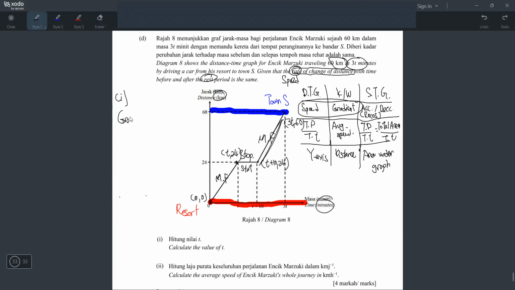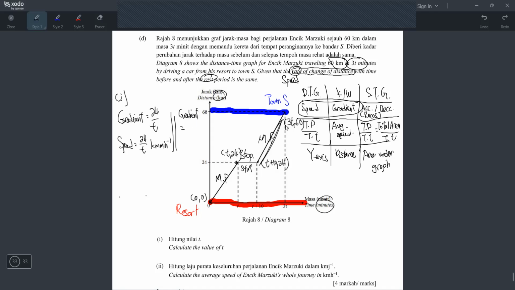So let's find the gradient for the first line first. How to find the gradient? 24 minus 0 over t minus 0, which is 24 over t. Of course, you can also say y minus y over x minus x, because I want to find speed. That's why I use gradient. This is DTG, so for DTG, to find speed, use gradient. So what is the speed here? The speed here is 24 over t, but it's not kilometer per hour, it's kilometer per minute. But sir, do we have to convert to hour? You can convert or not convert, it's fine. Because later when I find the gradient here also, it will be kilometer per minute. So when I compare them together, there will be no problem.